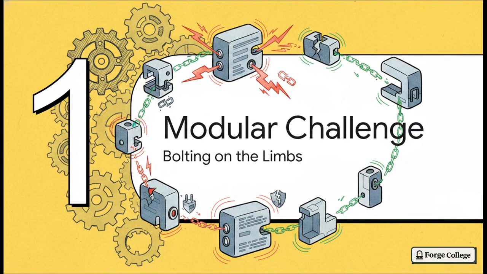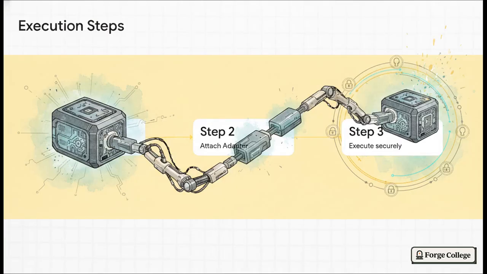All right, Section 1, the modular challenge, or as I like to call it, bolting on the limbs. So extending a contract isn't as simple as just slapping some new code onto it and calling it a day. You have to preserve the original public interfaces. Our lab experiment today follows 3 straightforward steps. First, we've got a base module that implements our core state. Second, we deploy an adapter to extend its functionality. And third, our ultimate goal, executing the whole new system smoothly without ripping the original contract apart.